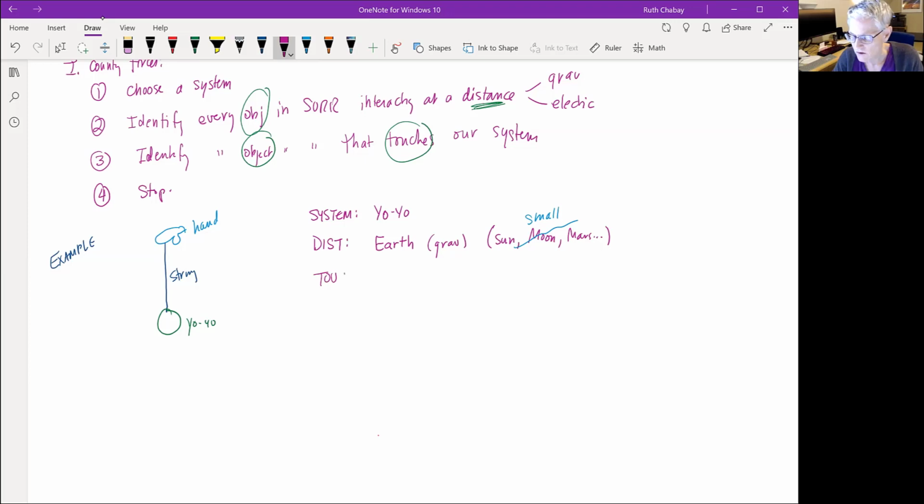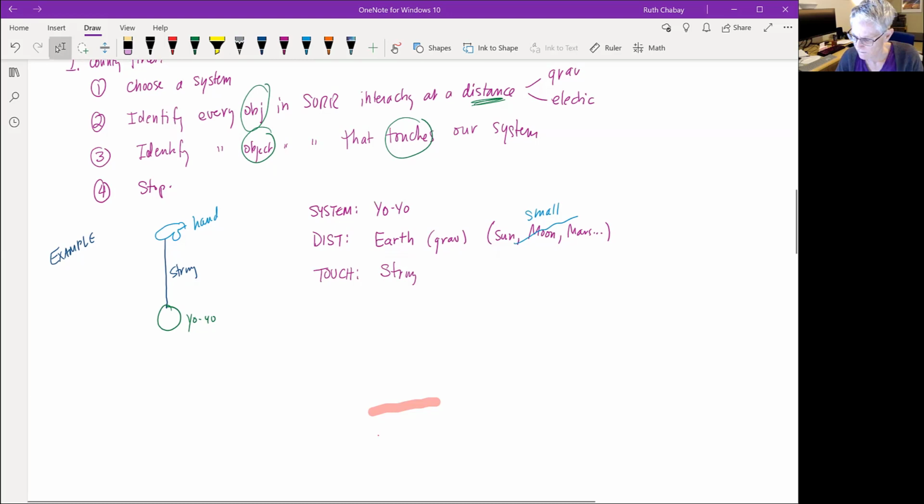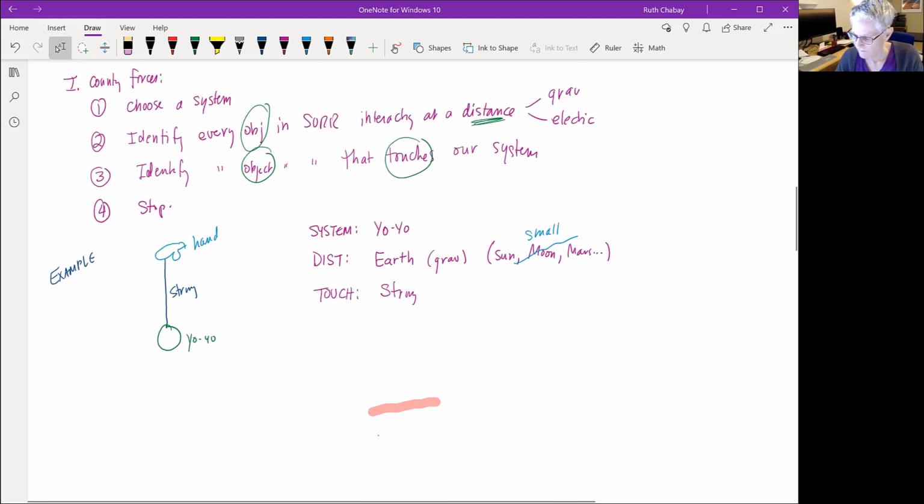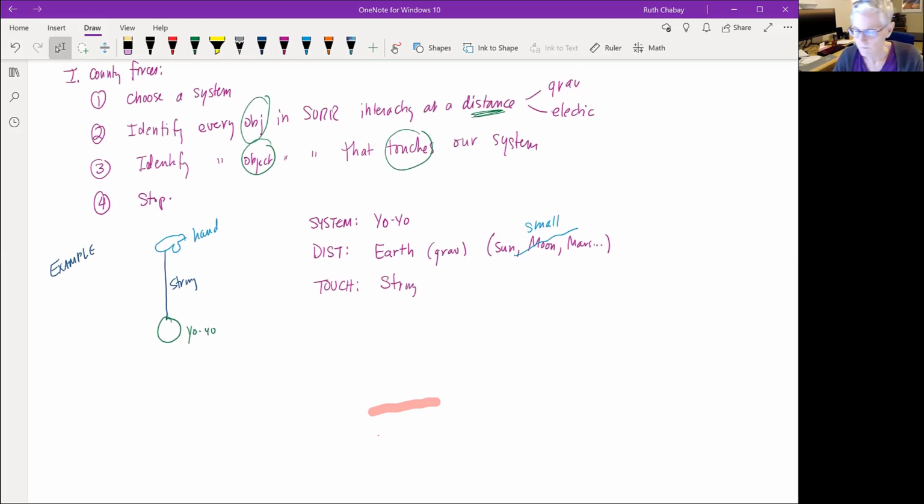What things are touching our system? Well, the string. Another thing touching our system is the air. And the air actually does interact a little bit. There's a little bit of buoyancy due to the fact that the air is a little bit denser below the yo-yo than it is on the top. But it's not a very big effect, so we can ignore it.